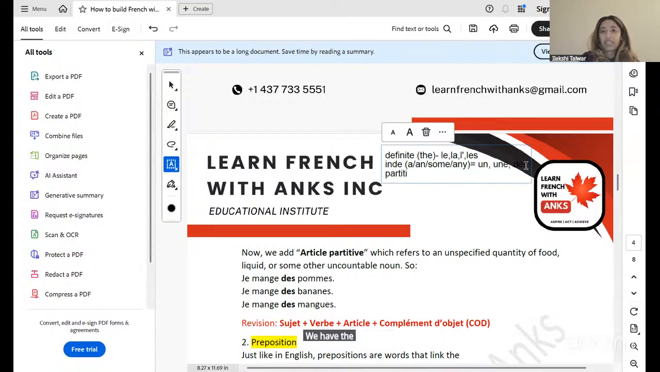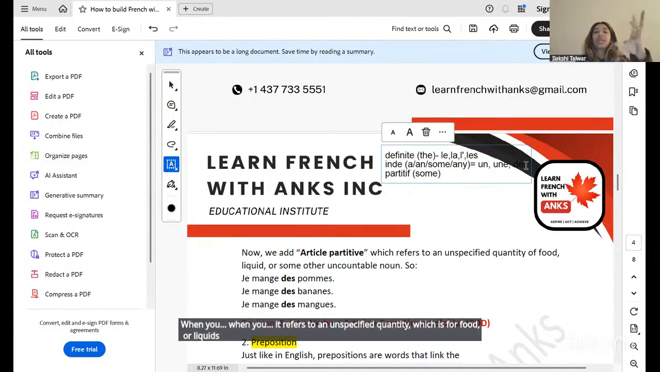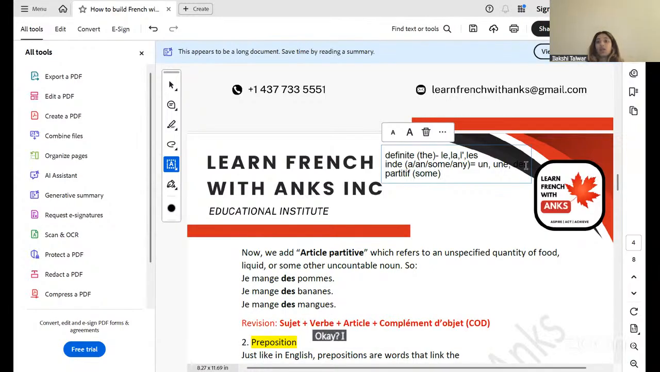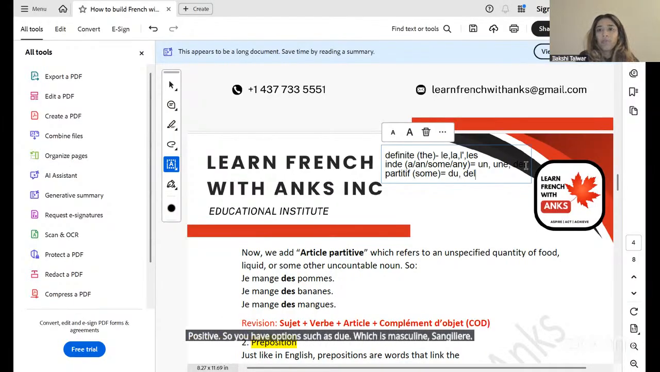We have the partitif article. Partitif articles is you saying some. When it refers to an unspecified quantity, which is for food or liquids or drinks or any uncountable noun. So if I say I eat some apples, okay, I have some bananas, I have some water. Either you say I have a glass of water, j'ai un verre d'eau, or you say I have some water, j'ai de l'eau. But you cannot say le or un in that. It has to be partitif. So you have options such as du, which is masculine, singulier, de la, de l', and then you have des. Evidently, we all know by now, masculine, feminine, starting with the vowel and pluriel.